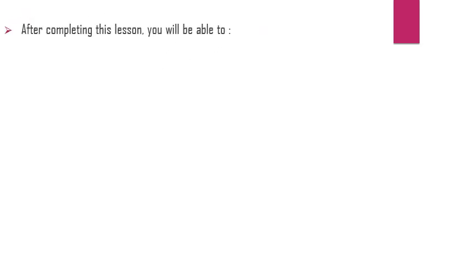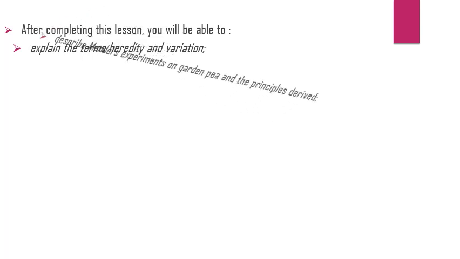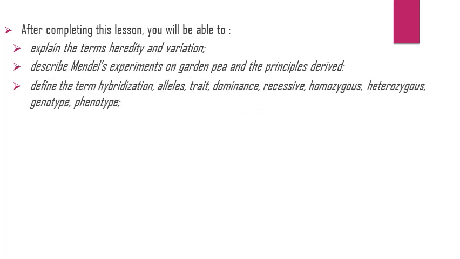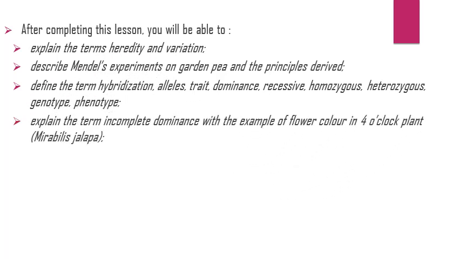So after completing this lesson, you will be able to explain the terms heredity and variation, describe Mendel's experiment on garden pea plant and the principles derived, define the terms hybridization, alleles, trait, dominance, recessive, homozygous, heterozygous, genotype, phenotype.